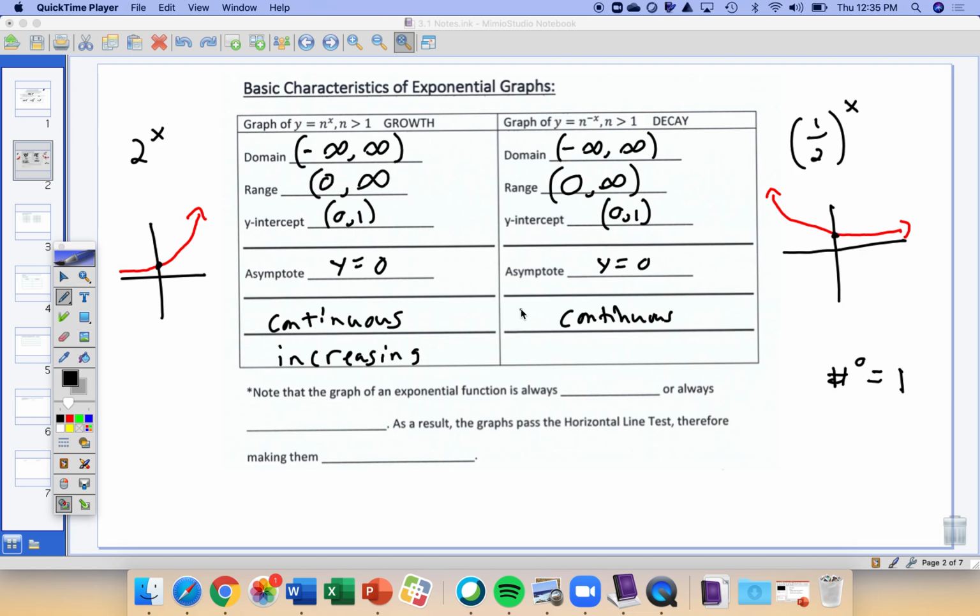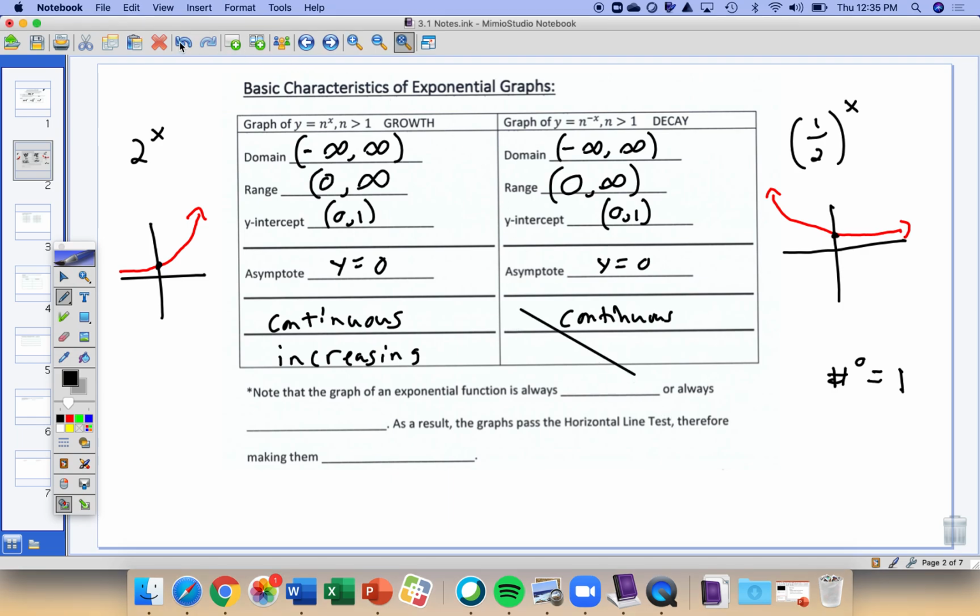And this function is always decreasing, meaning it's always going down, which is why you use exponential decaying functions when talking about decaying radioactive material and things like that in chemistry. So again, note that the graph of an exponential function is either always increasing or always decreasing.